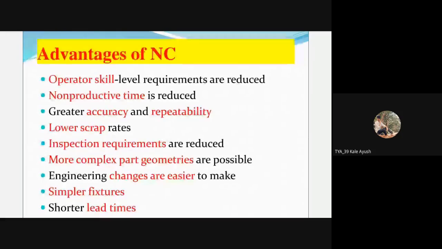That is also easier. In NC system, simpler fixtures. You can picture whatever the picture is nothing but the holding tools for the workpiece. Now that will also be very simple in NC machine. Shorter lead time. Shorter lead time is nothing but whatever the productive time.